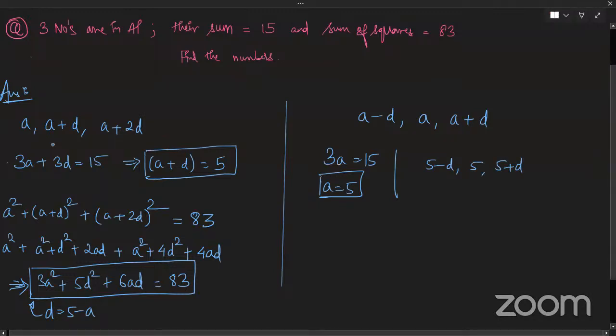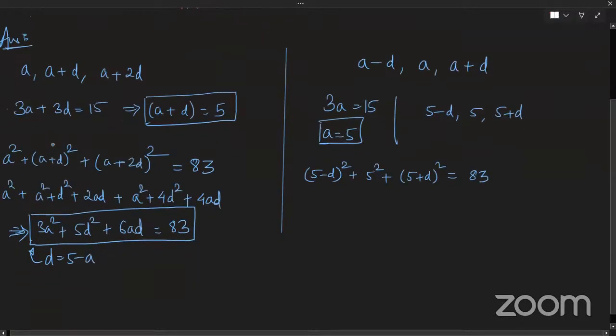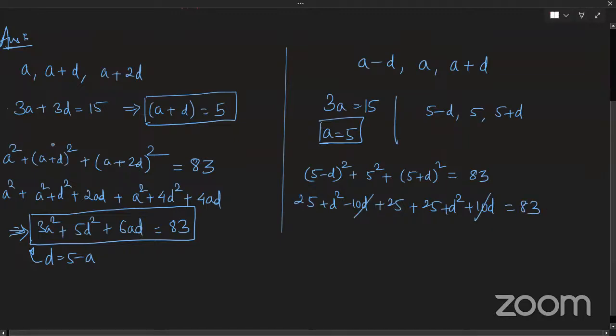So now when I take the sum of squares, (5 minus D) square plus 5 square plus (5 plus D) square is directly equal to 83. Now I can calculate D. So it is 25 plus D square minus 10D plus 25 plus 25 plus D square plus 10D is equal to 83. Now my 10D gets cancelled. So it is 2D square plus 75 is equal to 83. So my 2D square is directly equal to 8, right? So my D is equal to plus or minus 2.